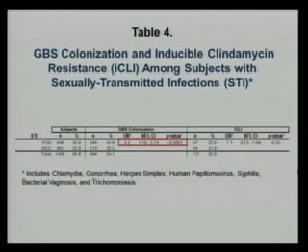And then GBS colonization and inducible clindamycin resistance among subjects with STIs. Patients that had STIs were 2 times more likely to be colonized with GBS, which is significant for our population. But that population is not going to determine whether or not that strain is clinda resistant. It just is a risk factor for GBS colonization in general. So the STIs that we looked for included chlamydia, gonorrhea, herpes, HPV, syphilis, BV, and trichomonas.